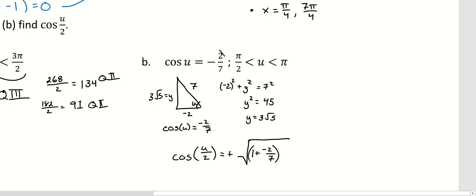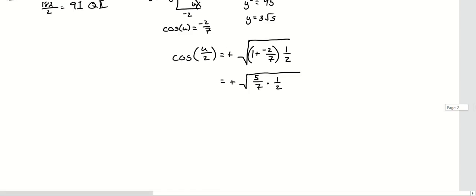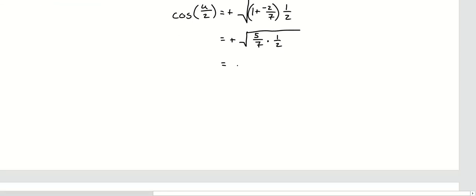And again, instead of writing over 2, I'm just going to say times 1/2 right here because it makes it work a little bit nicer. In my opinion, you do not have to do this. You can keep it a fraction. So let's see. 7/7 minus 2/7 looks like it's 5/7. That's in the parentheses, still times 1/2. And it looks like I'm going to get the square root of 5/14. So plus the square root of 5/14.